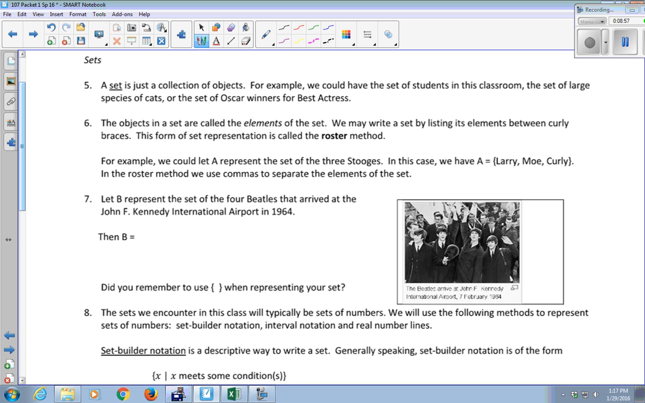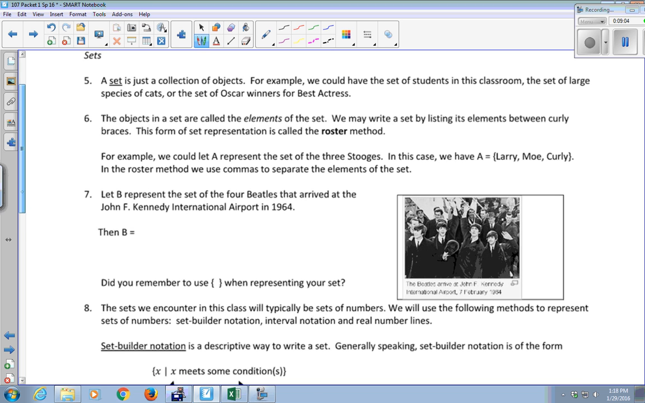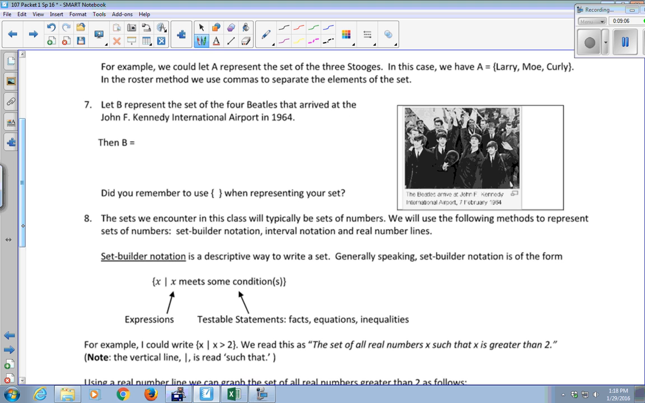And when you do that, that's called the roster method, where you just put curly brackets and list everything in the set. So for example, we could let A represent the set of the Three Stooges, right? So in this case, we would write A equals, and then in curly brackets, we list Larry, comma, Moe, comma, Curly.